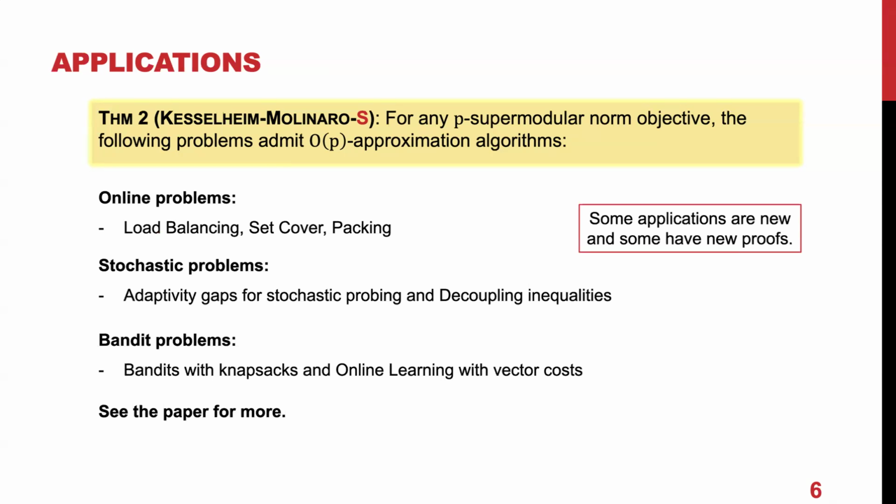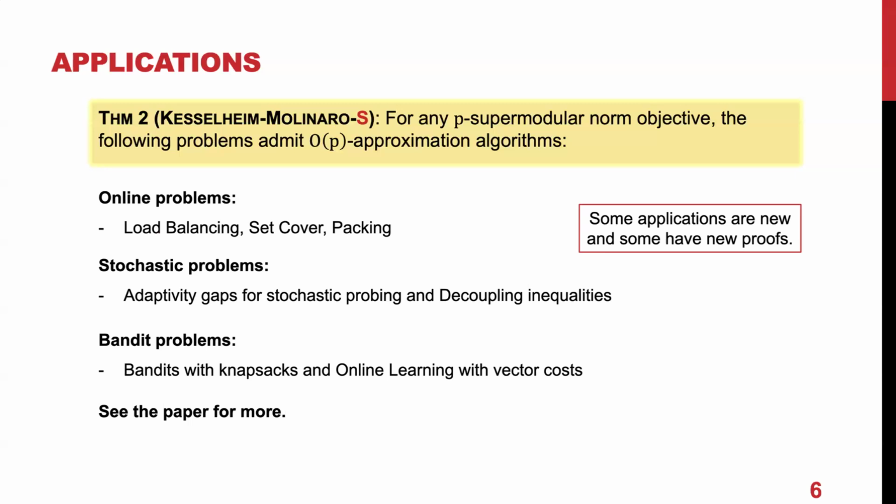So what are these problems? Many, many problems: online problems, stochastic problems, bandit problems. Online problems such as load balancing, online set cover, online packing; a bunch of stochastic problems such as adaptivity gaps for stochastic probing and decoupling inequalities; and there are bandit problems. All of these problems, and there are many more in the paper, we are able to obtain good algorithms for general norm objectives as long as your norm is p supermodular. And because of theorem 1, for any symmetric norm, for instance, we now have good algorithms for all of these problems because symmetric norms can be made supermodular.